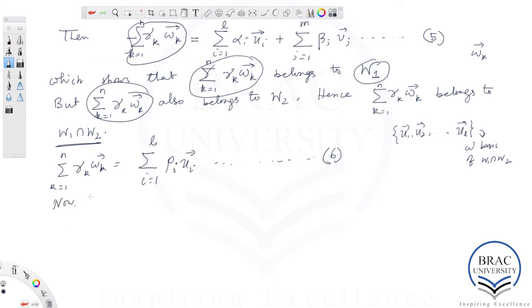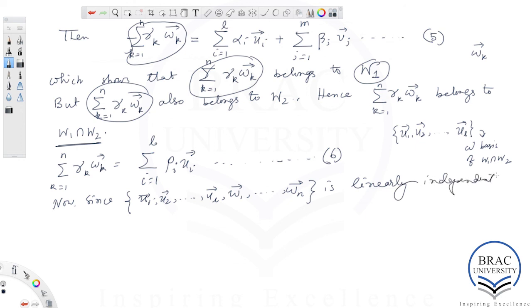Now, since this is a linearly independent set, the set of all u's and the set of all w's is linearly independent. From 6, one concludes that these vectors together form a linearly independent set in the given vector space V.